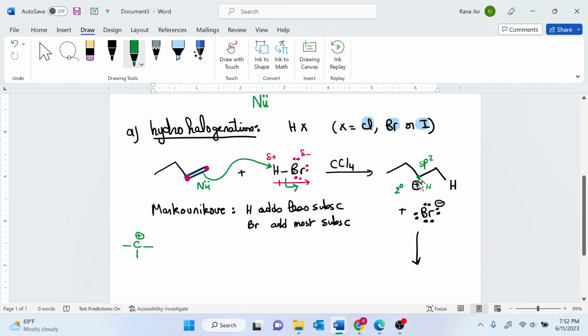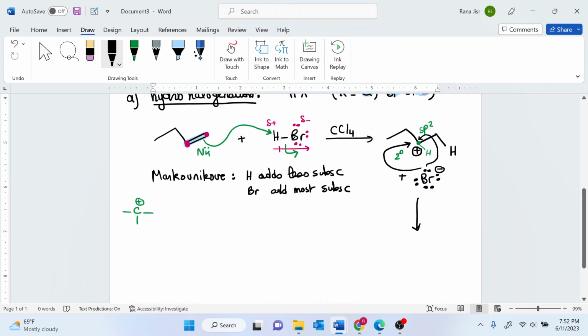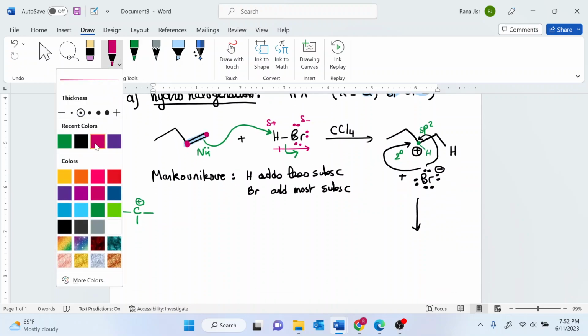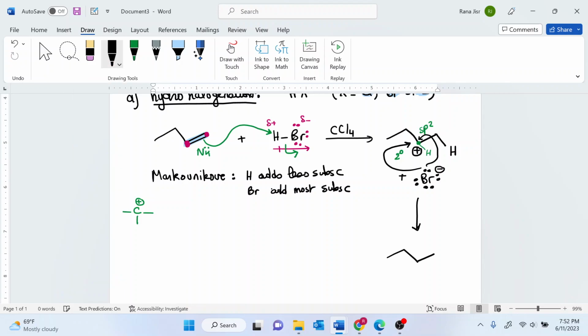The positive charge is a planar geometry. Planar means that the attack of the nucleophile is going to be on both sides. It's going to be on the right or on the left. So in this case, it's going to attack either to the top or it's going to attack at the back. And you always consider stereochemistry whenever there is a potential that you are forming a chiral center. So bromine now is going to go ahead and attack from the top. And in this case, the hydrogen will be at the back.